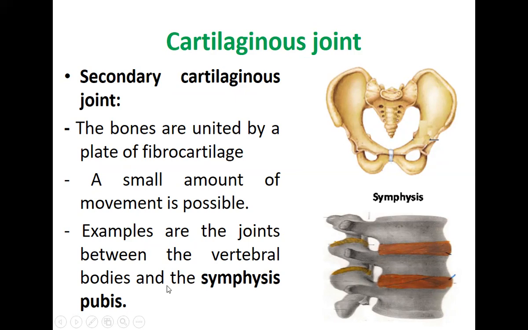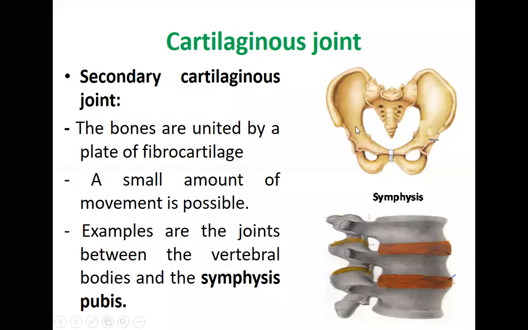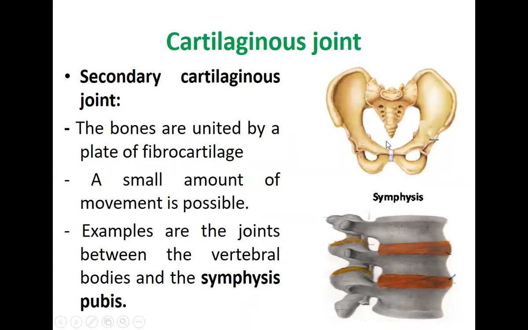The second example is the symphysis pubis. These are the two bones. Today we studied the two hip bones. They are fused together at the center by this joint, called the symphysis pubis. This is a secondary cartilaginous type of joint. So the pubic symphysis as well as the intervertebral disc between the two vertebrae are the examples for the secondary cartilaginous joint.